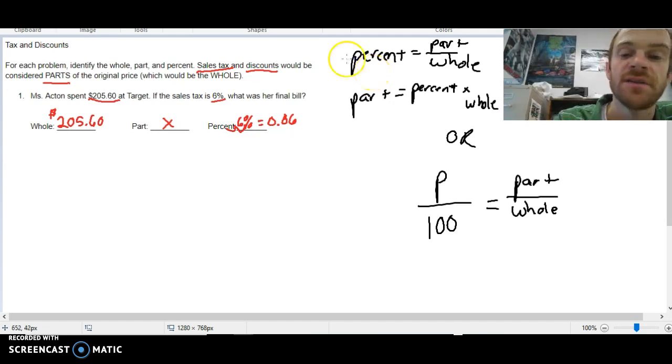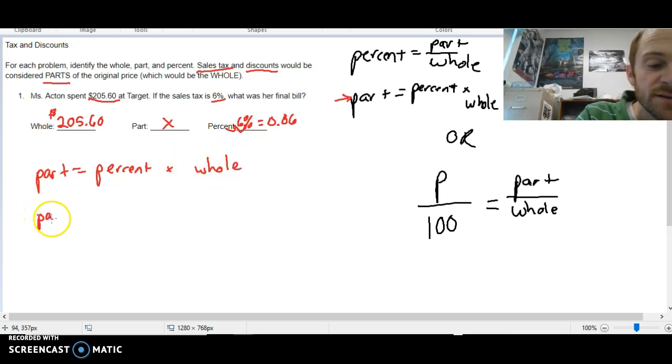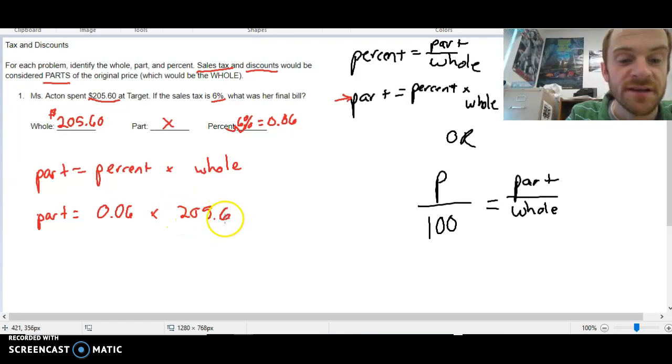So I'm going to pick the percent equation that has the thing I'm looking for by itself. So that means I'm going to choose the second one. So I'm going to write out this equation. Part is equal to my percentage as a decimal times the whole amount. Part, I don't know what my part is, and that's really my sales tax that I'm looking for. Percentage, I'm told, is 6%, so I'm going to write that as a decimal, 0.06. And that gets multiplied by the whole amount, which was $205.60.